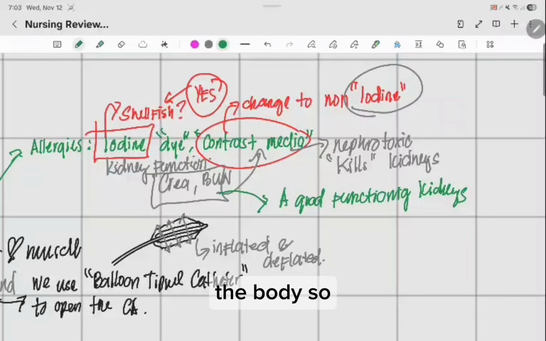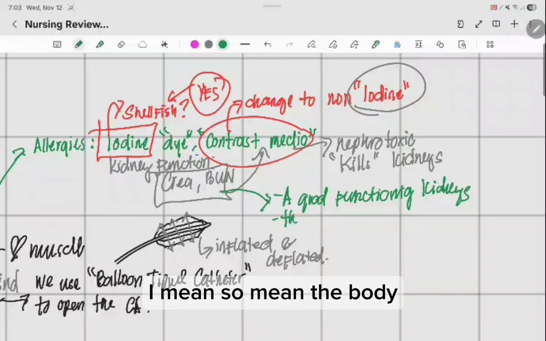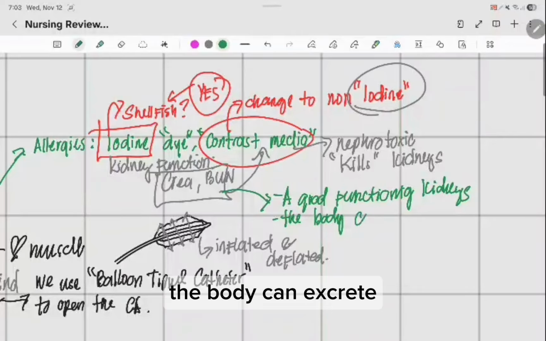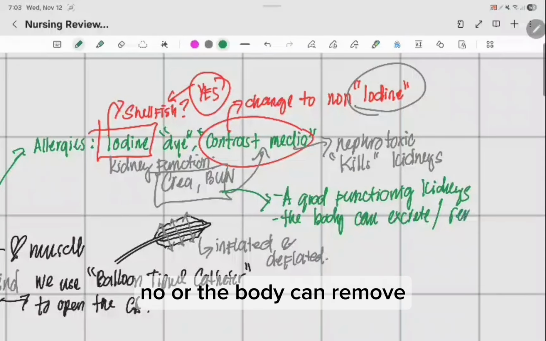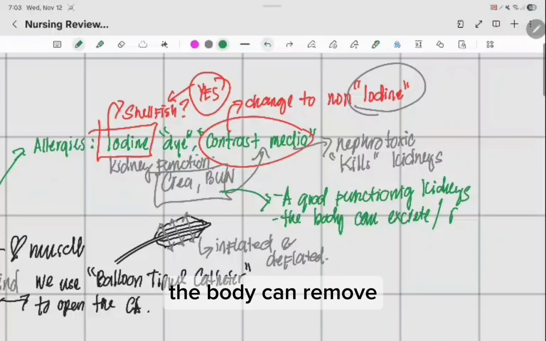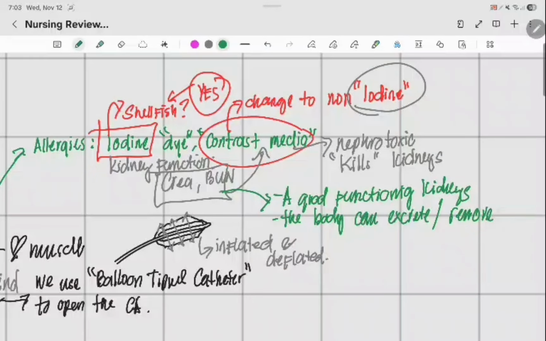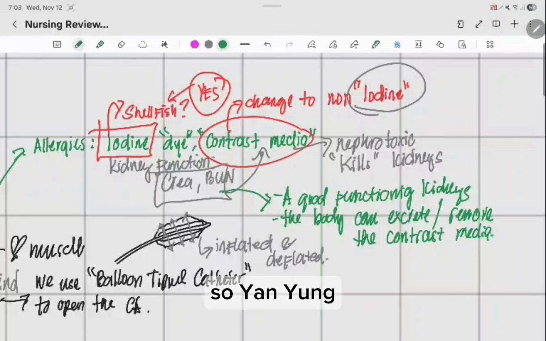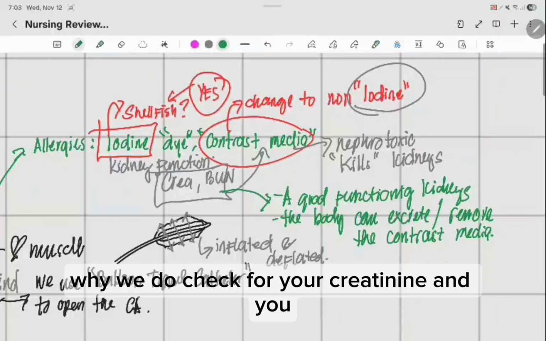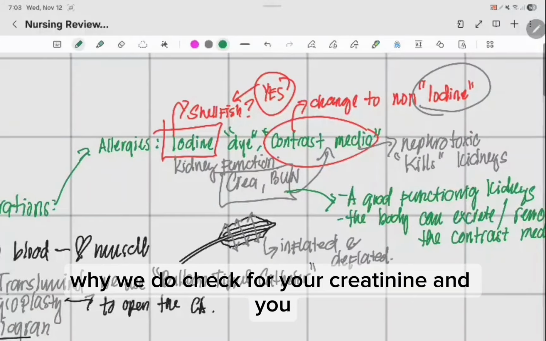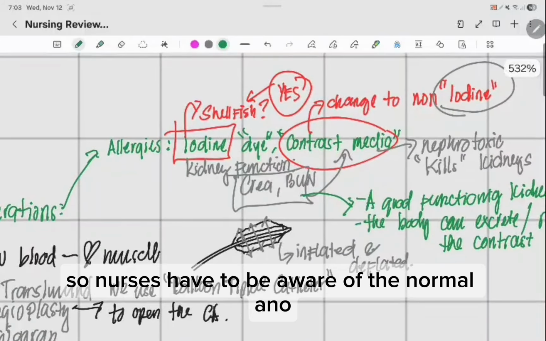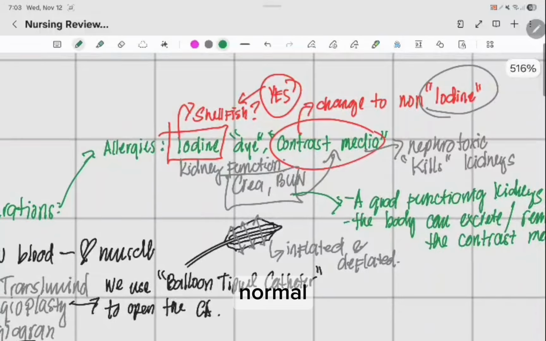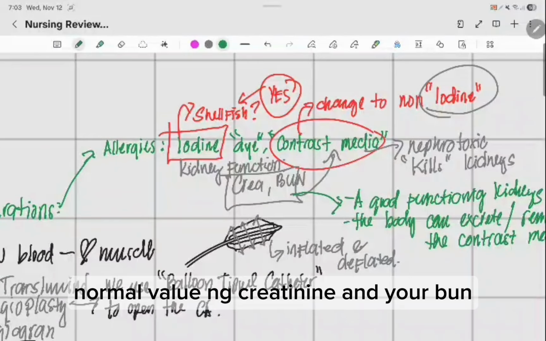so that the body can excrete, or the body can remove, the contrast media. Yan yung very important. Why we check your creatinine and your BUN. So nurses have to be aware of the normal value ng creatinine and your BUN.